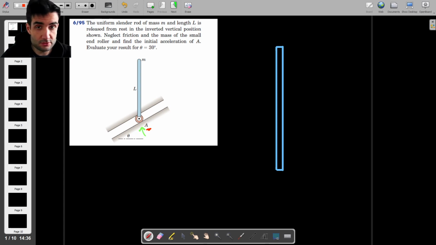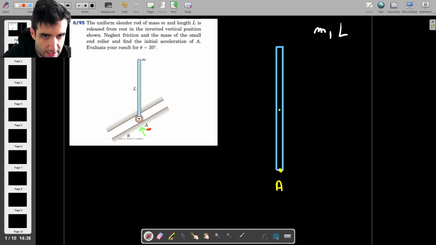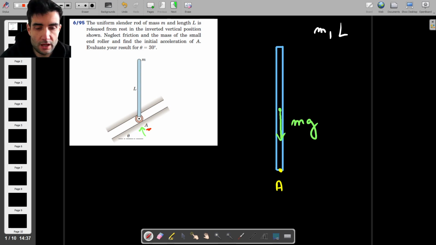And then I'm gonna draw the forces which are acting on the rod, right? So we know that the mass of the rod is m, we're given the length as L, and we also know that this point here is labeled as A. So which forces are acting on the rod? Well, obviously we have the weight. So we have the weight acting at the halfway point, and it's acting downwards. So that's your mg. And then we also have a normal reaction force, right?